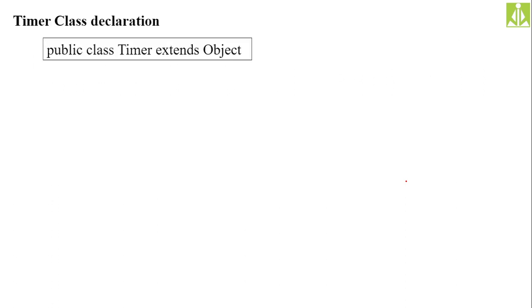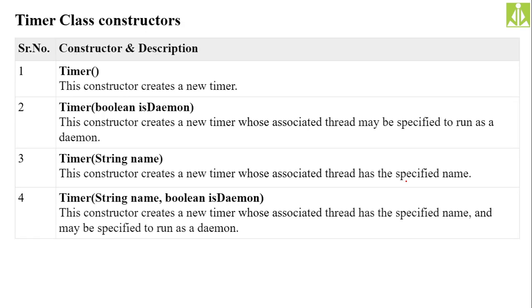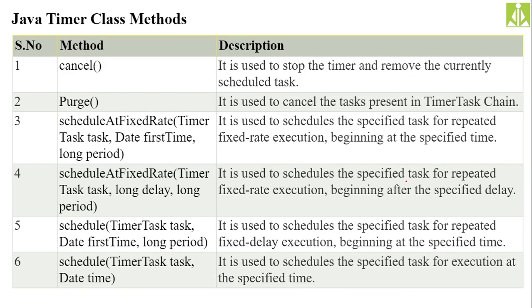Okay. So the declaration of the timer class: it extends only the Object class. Public class Timer extends Object, remember this one. These are the constructors we have inside the timer class, like Timer and Timer with a few arguments. These are the methods listed: purge, cancel, schedule at fixed rate with some different arguments, and schedule with some different arguments. Likewise, we have the other methods, you can get the description.